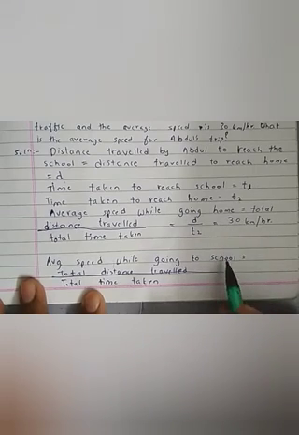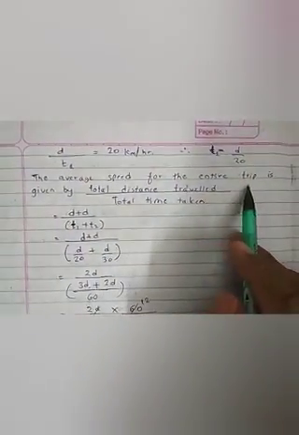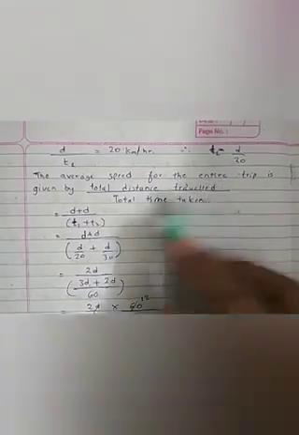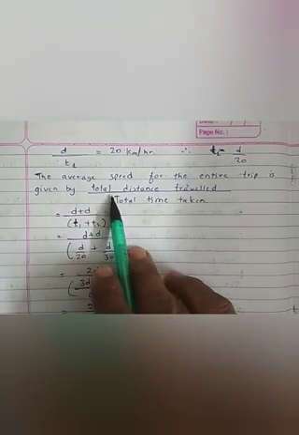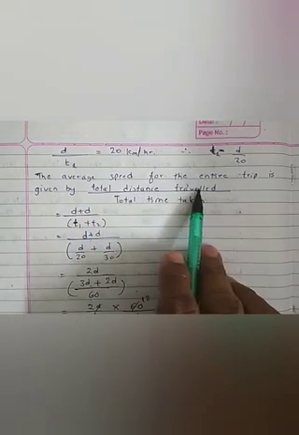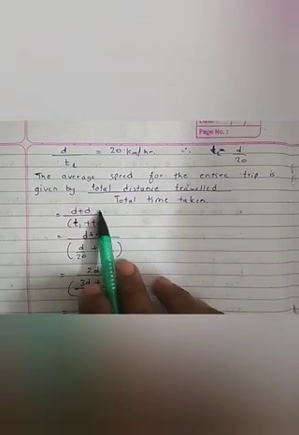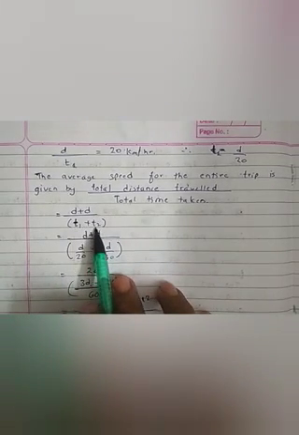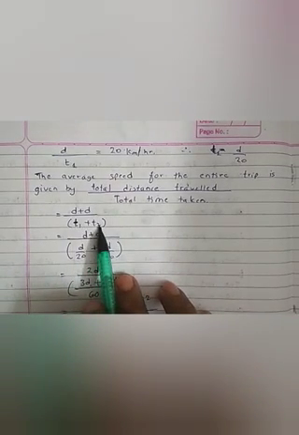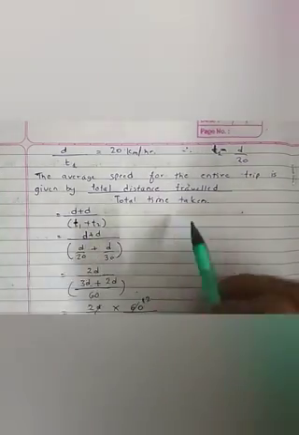So the average speed for the entire trip, meaning while going to school and while coming back, the total trip, is given by what formula? Speed is distance travelled divided by total time taken. So what is the distance travelled? D plus D, right? Because it is the same route, and total time is T1 plus T2, right? So now we will replace T1 as d by 20.